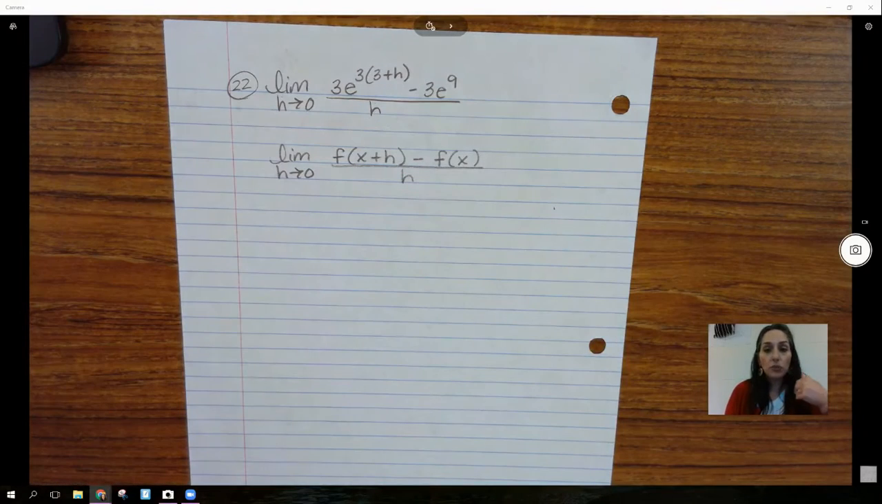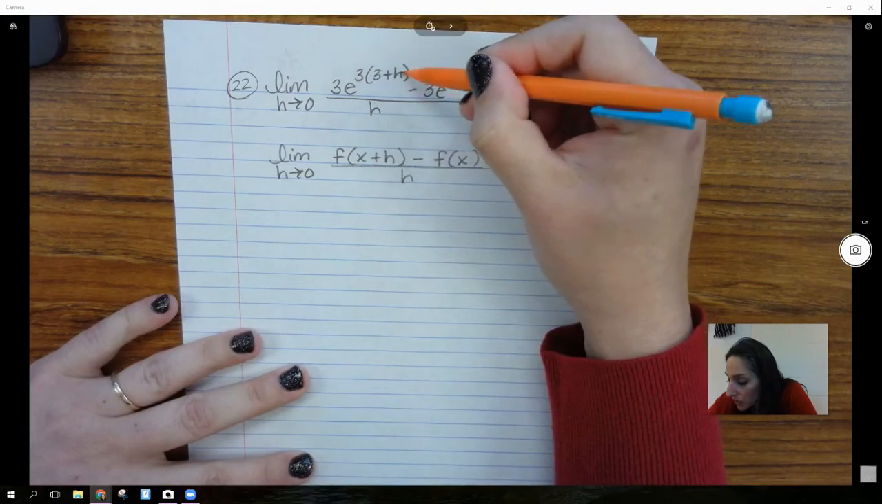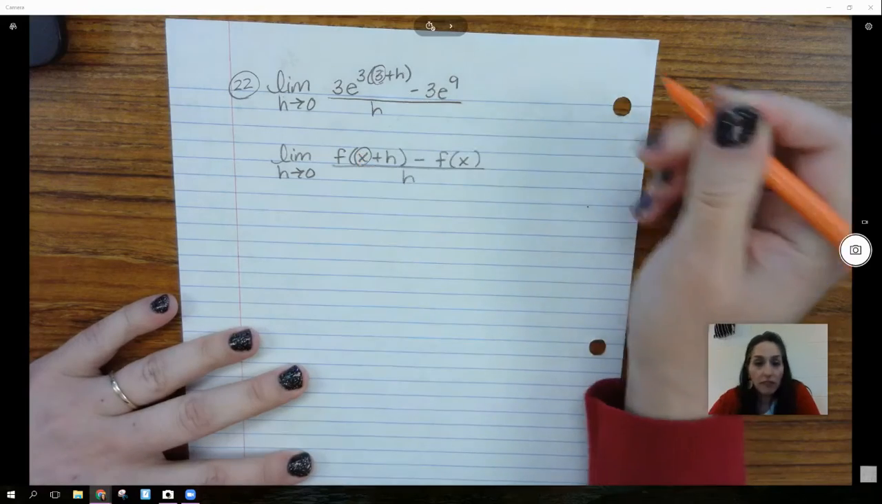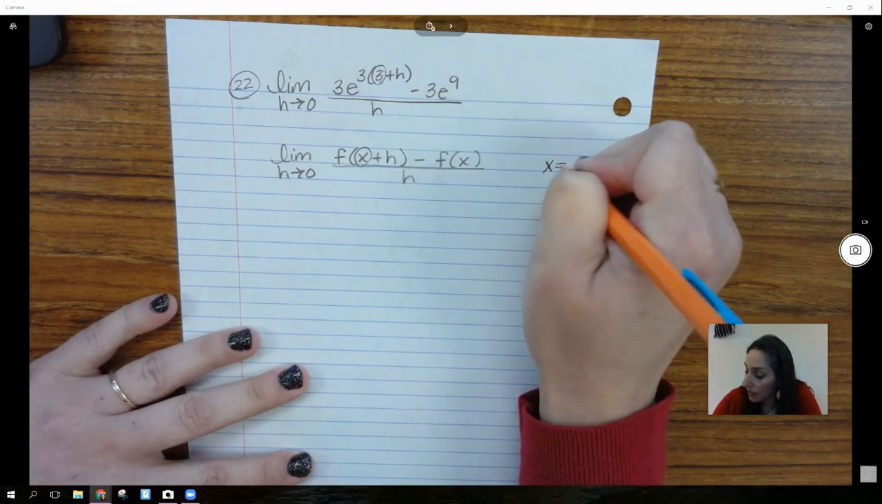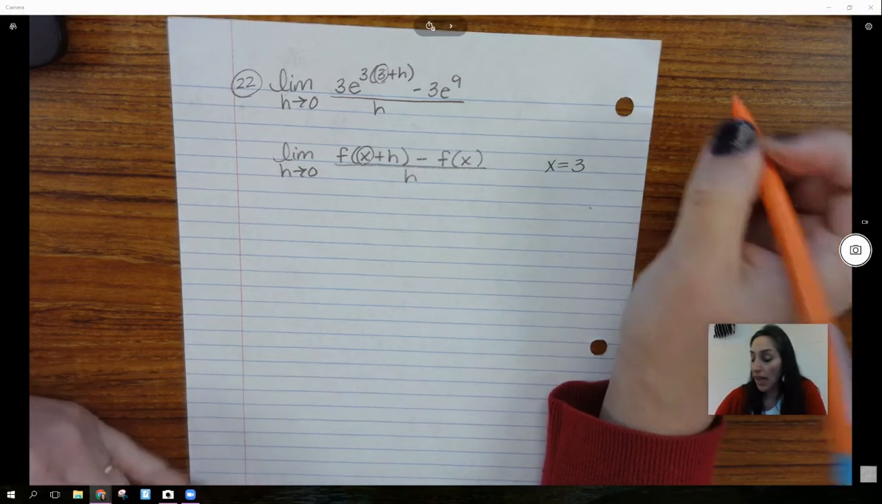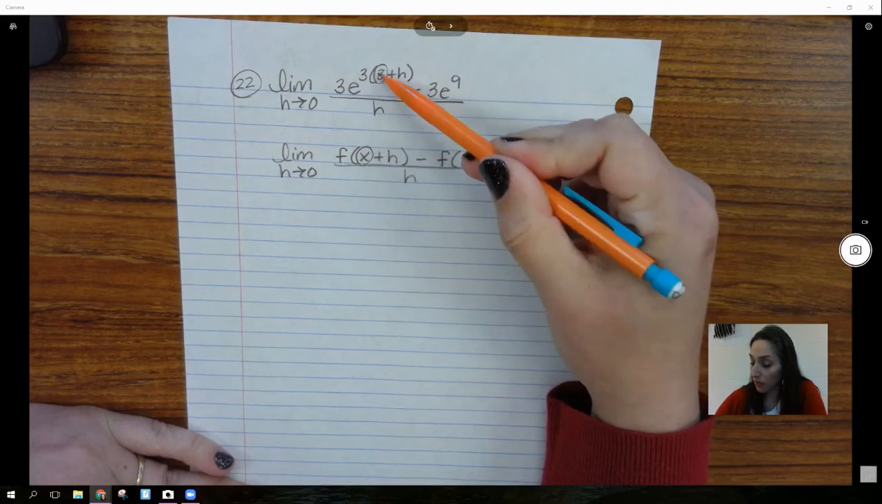Now, this one goes one step further, and it actually is evaluating the derivative at a specific point. Do you see the 3 plus h here? So that's kind of right here. The 3 and the x, so x equals 3. So this is a derivative of a function at x equals 3. Okay, the x lines up with the 3.